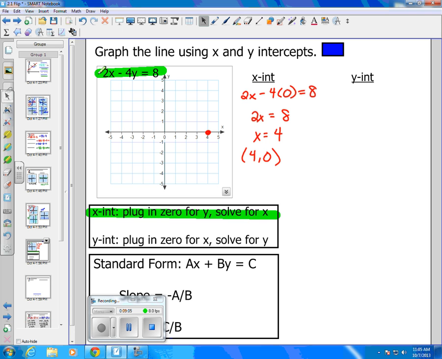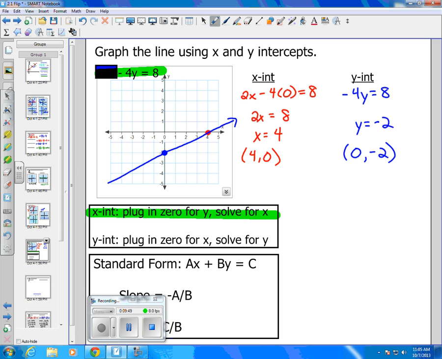However, when a line's written in standard form, an easier way to do it is just cover up the value that you're plugging in 0 for. So for example, like with this x-intercept, I wanted to plug in 0 for y. I could have just covered this up, and then I'd have 2x equals 8, and that gives me x equals 4. To find the y-intercept, I'm going to plug in 0 for x. So I can cover this up, and this will give me -4y equals 8, or y equals -2. So my y-intercept would be (0, -2). Okay. So I'm at (0, -2). Connect those two dots, that will give me a graph of the line.